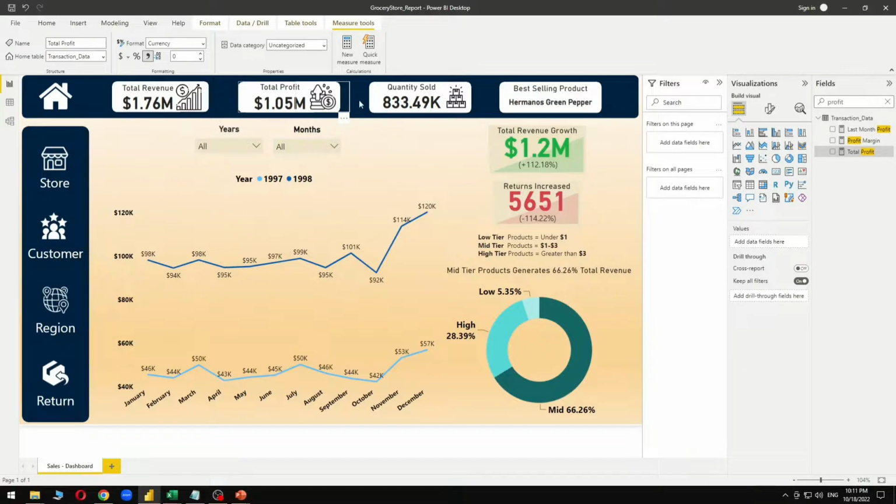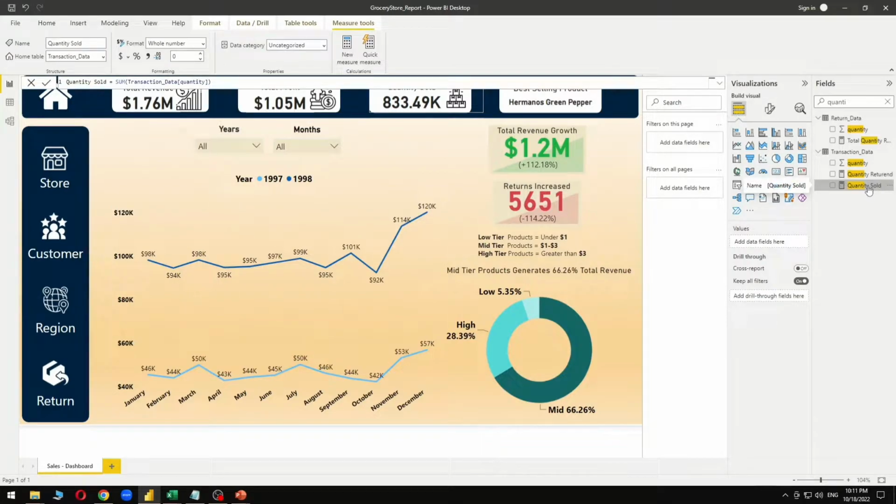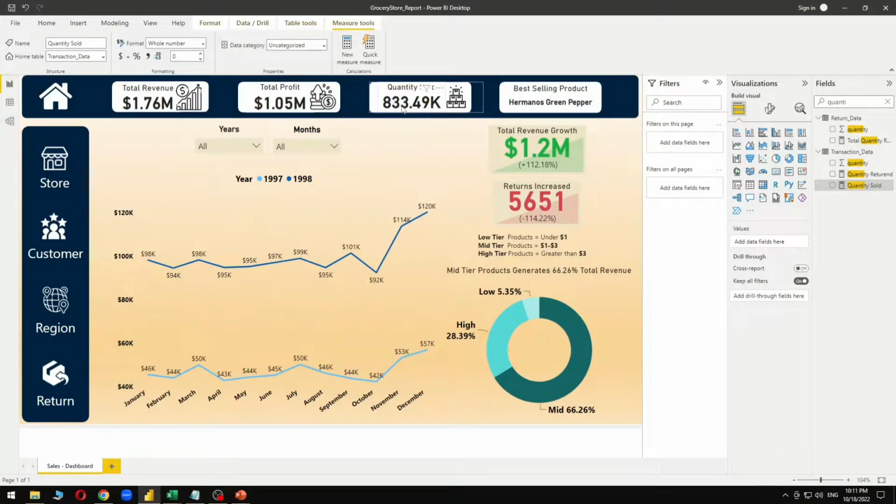Next data we have is quantity sold. How many product quantities we have sold for all the years. So for this data we have used quantity sold. Here it is, the quantity sold. We have simply summed up all the transaction quantities and we have got the total quantity sold for both the years, that is 1997 and 1998. It is 833,000 or around.